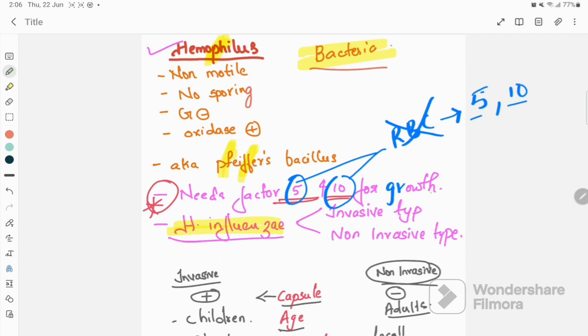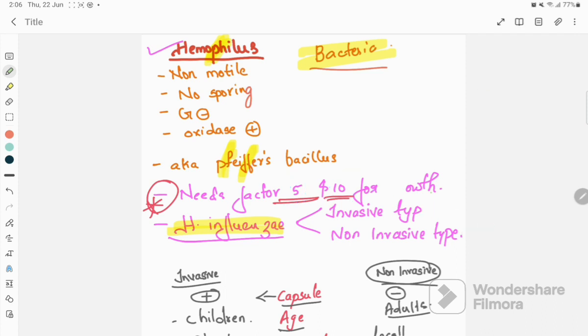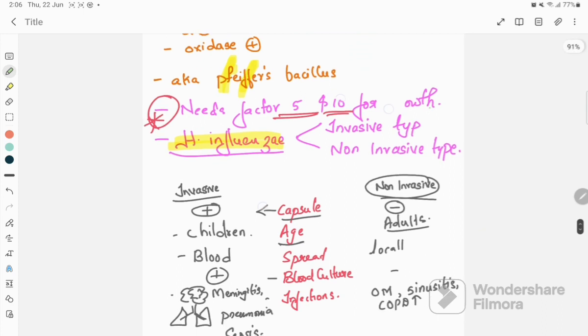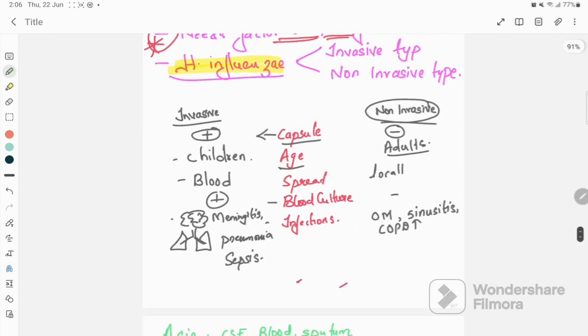H influenzae is of two types, guys: invasive type and non-invasive type. Let us see in detail about those two. Let's start with the non-invasive type of H influenzae.